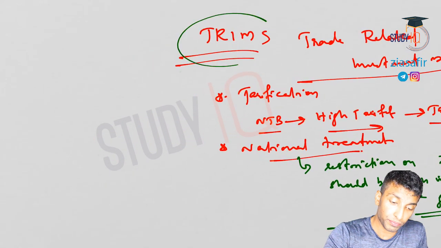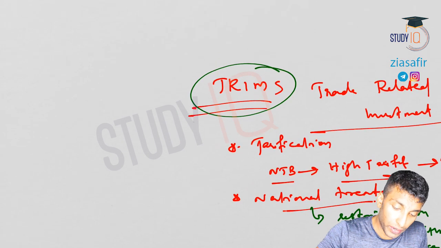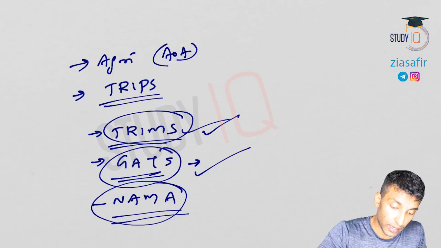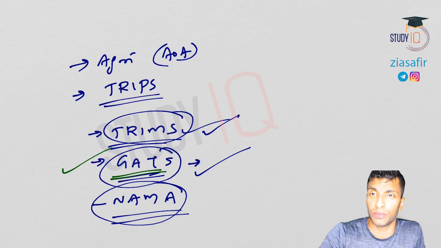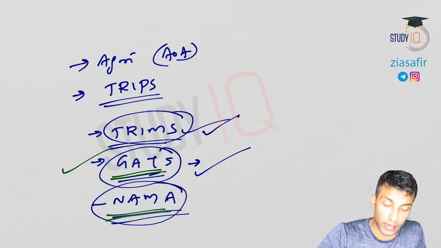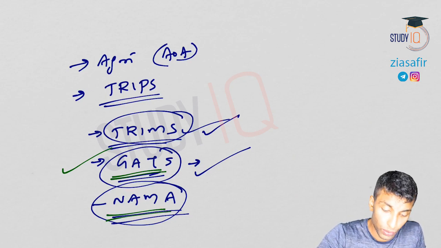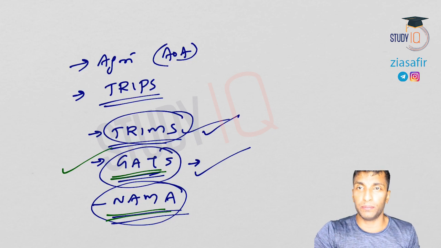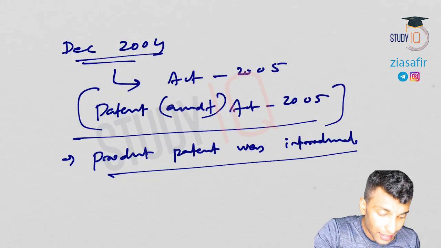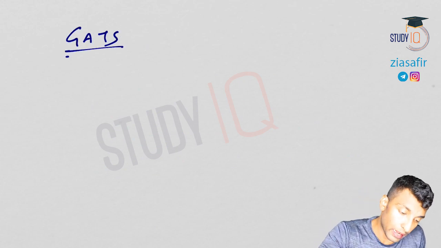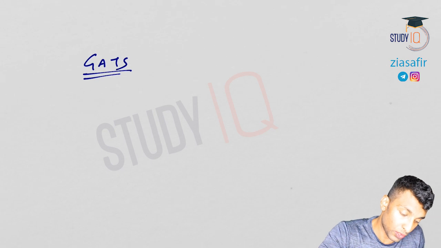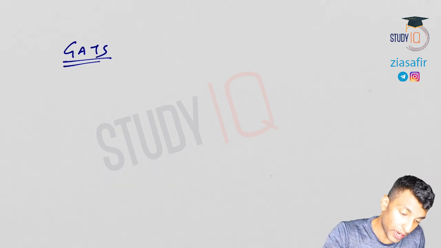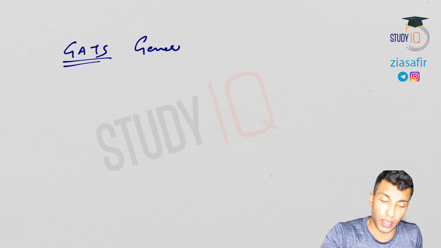So that's about TRIMS. Now we need to discuss this GATS, General Agreement on Trade and Services, and non-agriculture market access also we will discuss, okay? So that's done. That is simple. TRIMS is not that important. It is related to investment. Now we will go for GATS. Okay, so what is this? General Agreement on Trade and Services, okay?